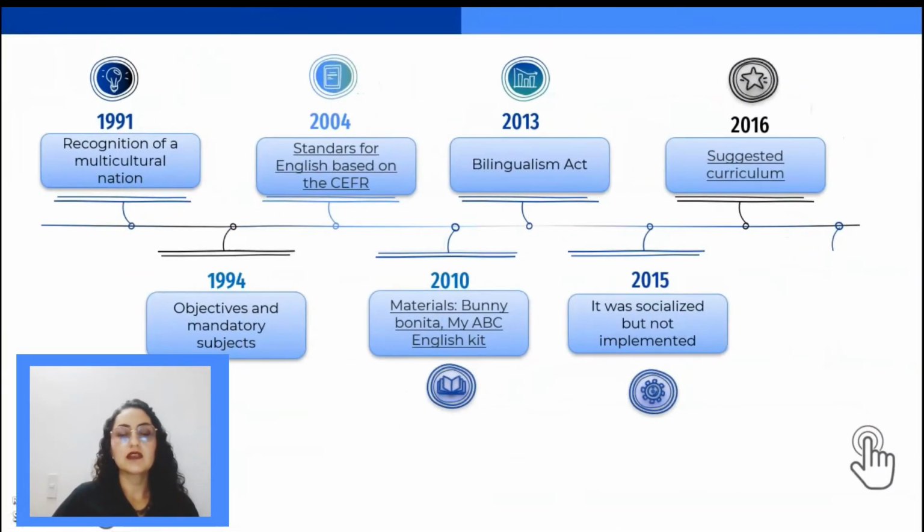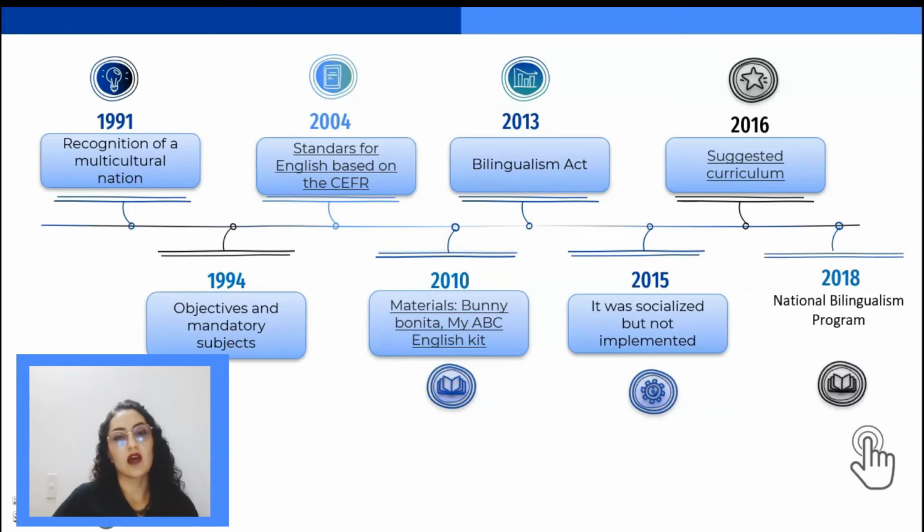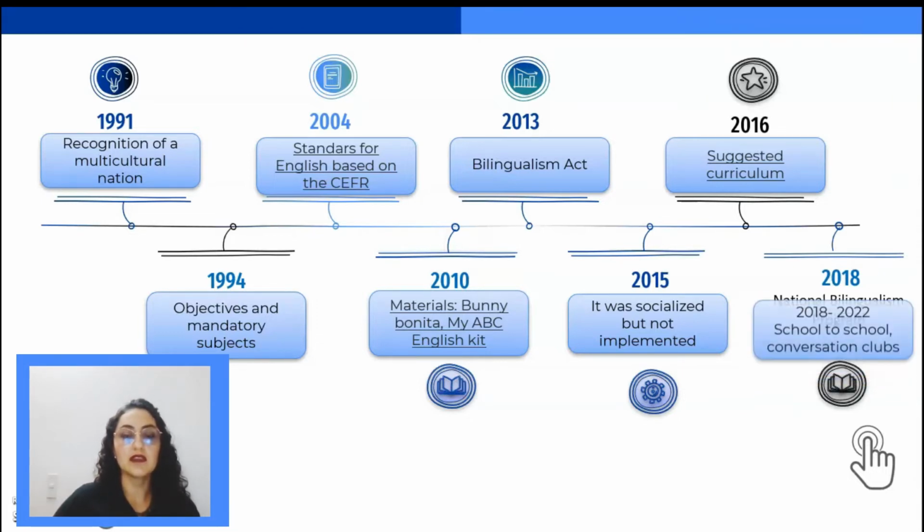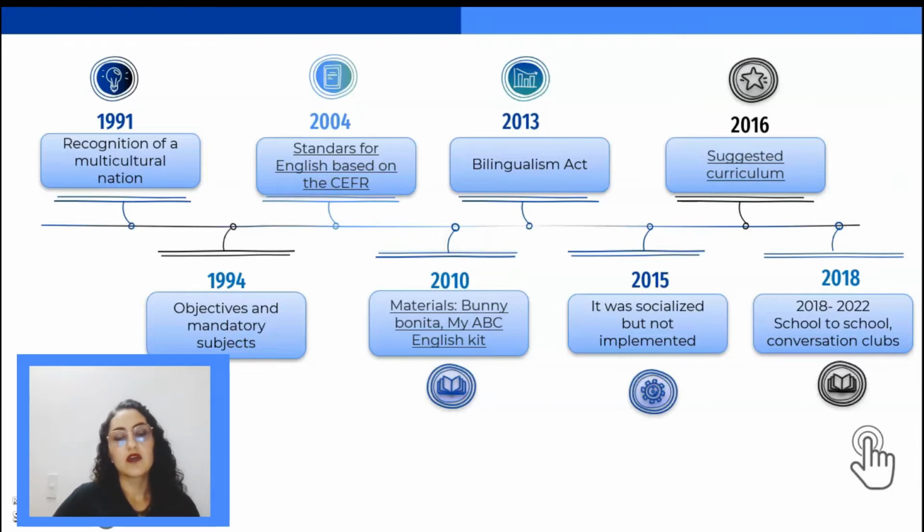Finally, in 2018, the second version of the National Bilingualism Program was established. This program aimed at improving initial teacher training at the normal schools through a project called School to School. It is a project that involved collaborative work between normal schools and non-official schools with a high level of English.